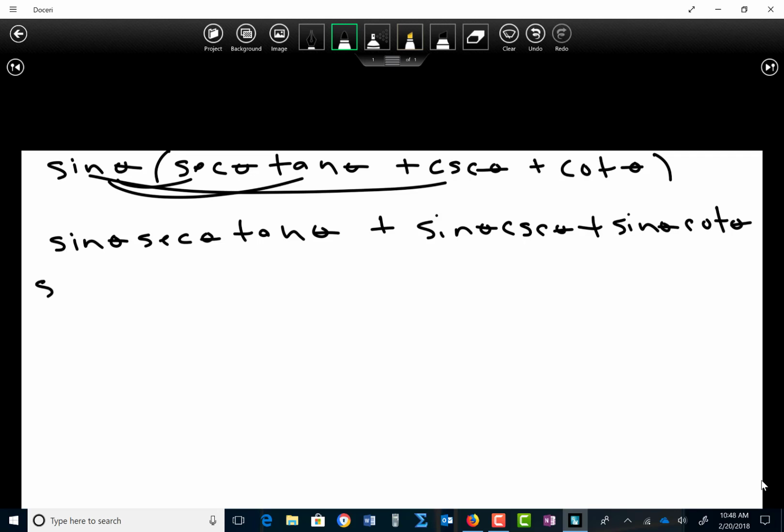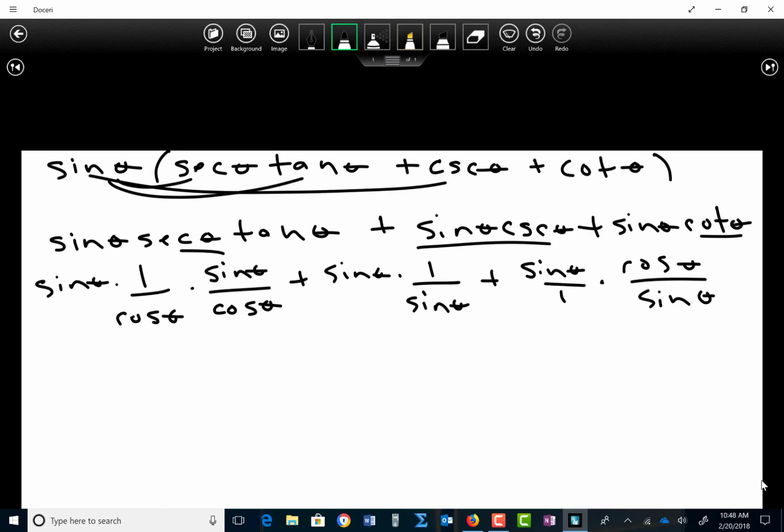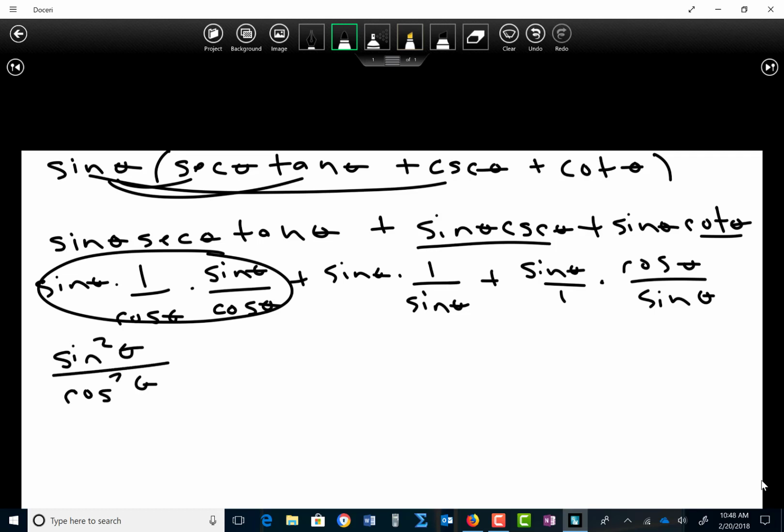Now you start making your substitutions. So I would have sine times 1 over cosine times sine over cosine for tangent, plus sine times 1 over sine for cosecant, plus sine times cotangent, which is cosine over sine. So let's see what can cancel. None of these can cancel across, so I would have sine squared. Sine times sine is sine squared over cosine squared. Plus, that cancels and I would be left with 1. Plus, that cancels and I would be left with cosine theta.